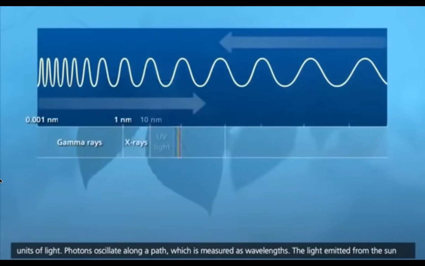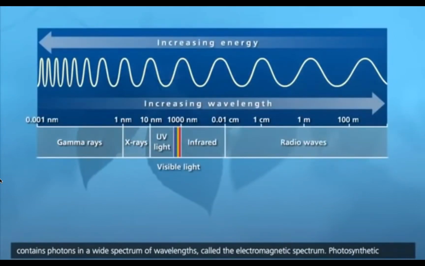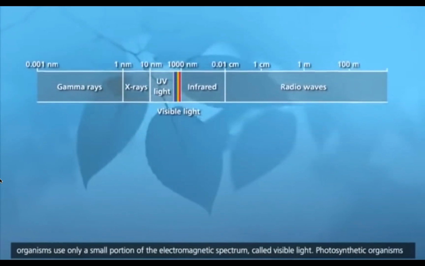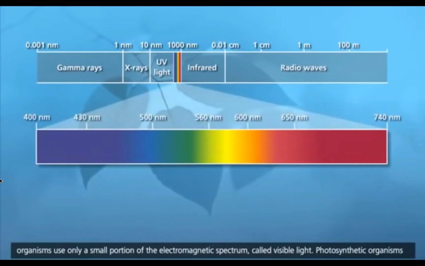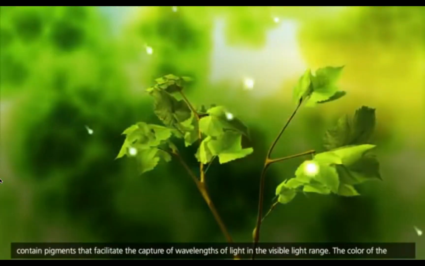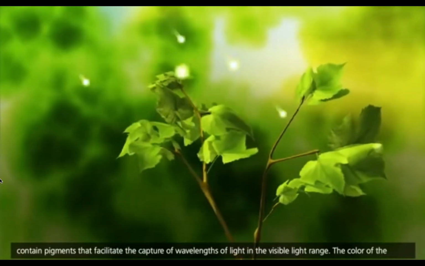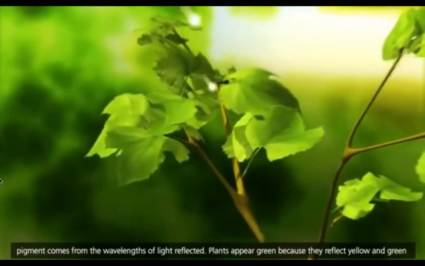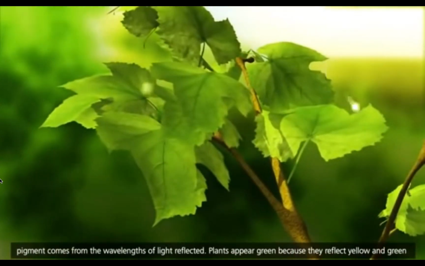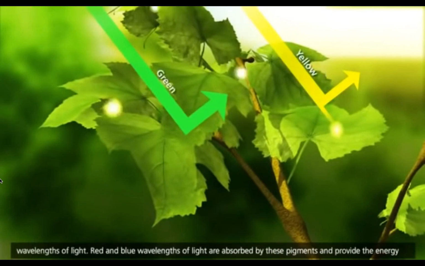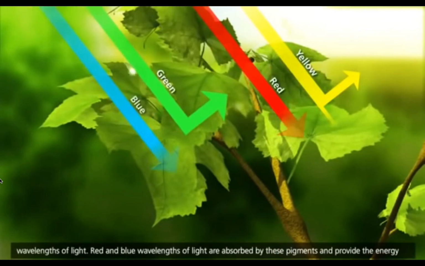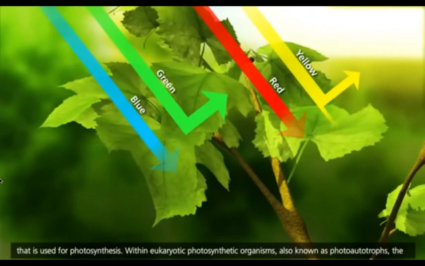Photons oscillate along a path, which is measured as wavelengths. The light emitted from the sun contains photons in a wide spectrum of wavelengths, called the electromagnetic spectrum. Photosynthetic organisms use only a small portion of the electromagnetic spectrum, called visible light. Photosynthetic organisms contain pigments that facilitate the capture of wavelengths of light in the visible light range. The color of the pigment comes from the wavelengths of light reflected. Plants appear green because they reflect yellow and green wavelengths of light. Red and blue wavelengths of light are absorbed by these pigments and provide the energy that is used for photosynthesis.